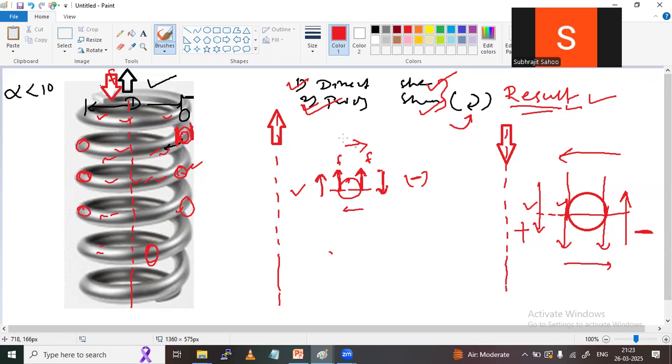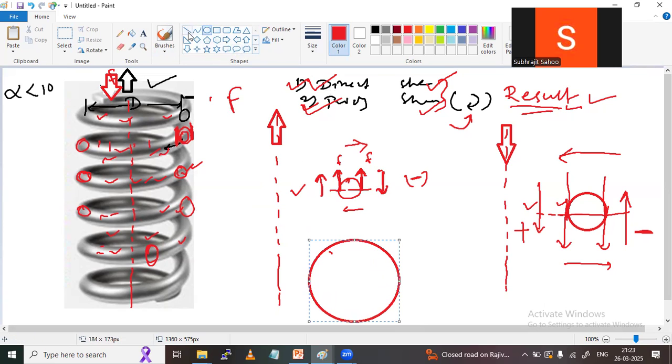And one more thing I will tell. Because of this direct shear stress, every part of the spring will experience the same amount of load, that is F. Here also, everywhere F. If I draw the direct shear load in the diagram, observe carefully how it looks. Simple. This is the cross section of the spring, and this is the center axis.